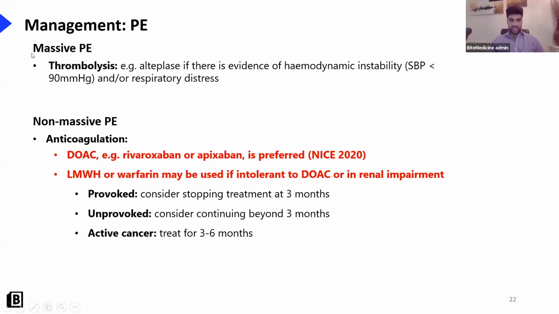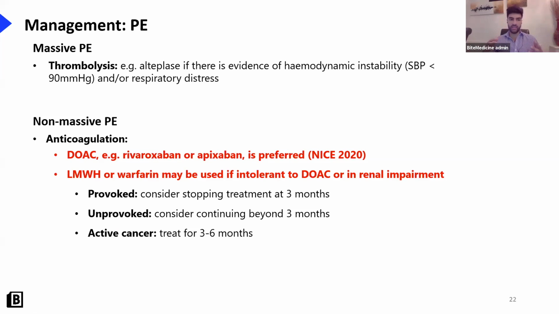So in a massive PE, thrombolysis needs to be conducted, most typically alteplase. And the way you figure out if the patient has a massive PE, obviously the imaging will help, but it's looking at the clinical state of the patient. Are they tachycardic? Are they hypotensive? Are they in respiratory distress? All of these things suggest that the patient needs urgent intervention with a thrombolytic agent.